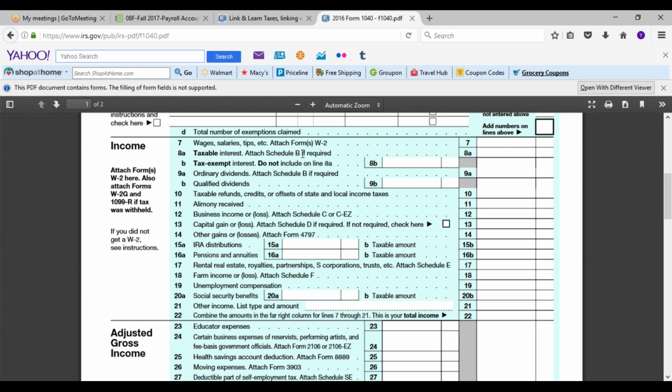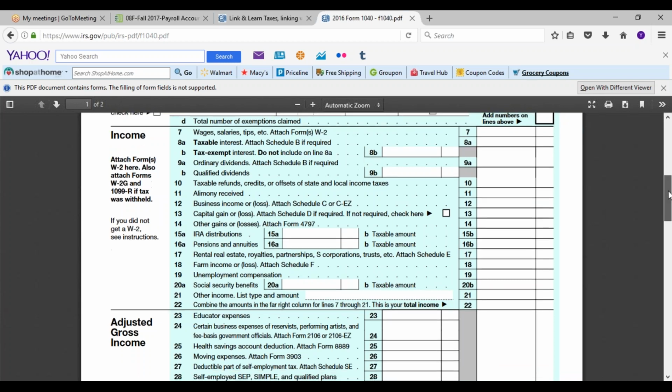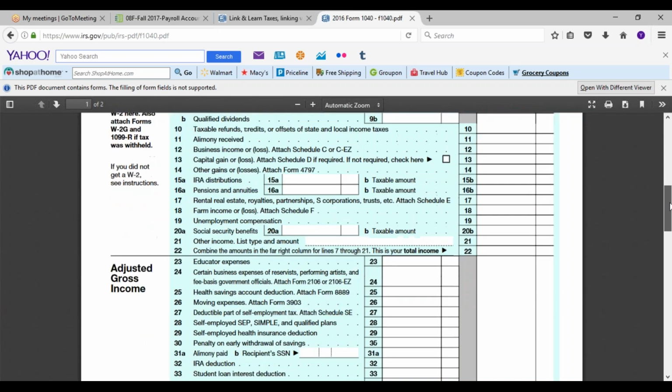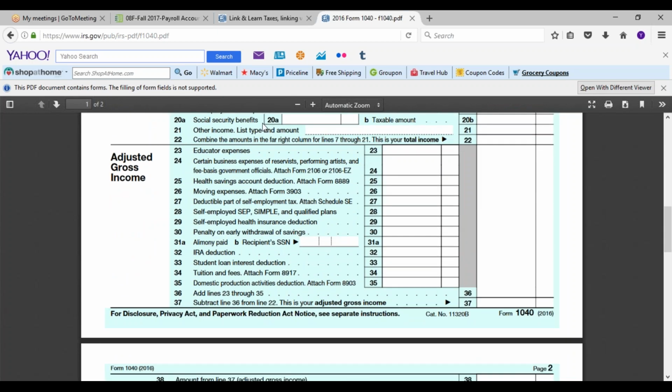For line 8 here, the Schedule B is not required for any interest that you get under $1,500 total. All it is simply is listing where you got your interest from. It's not a big deal. It's not a big form. There's not a lot to know about the interest here. But we will hit that, especially what the tax-exempt interest is there in line 8B. So that is in week 4.